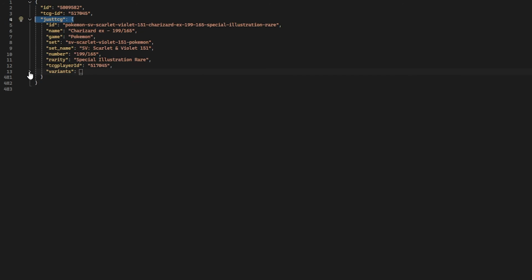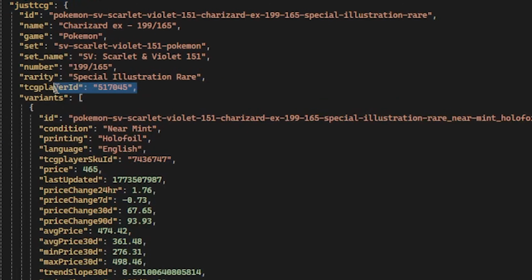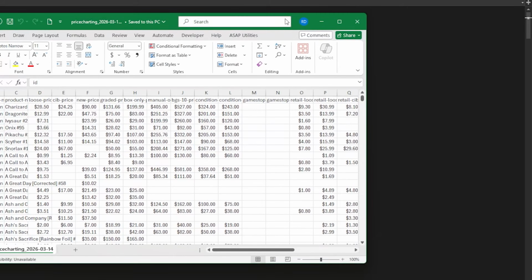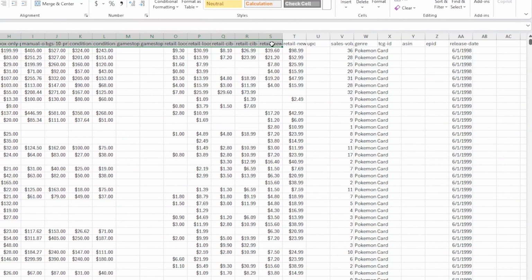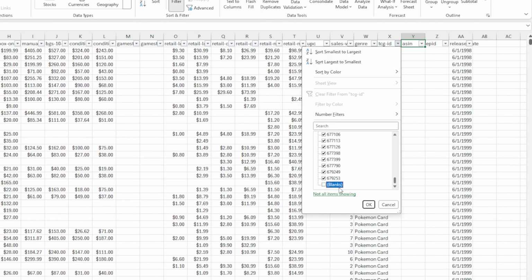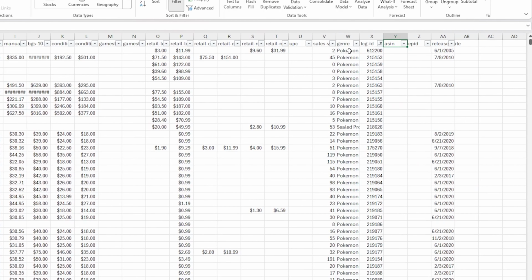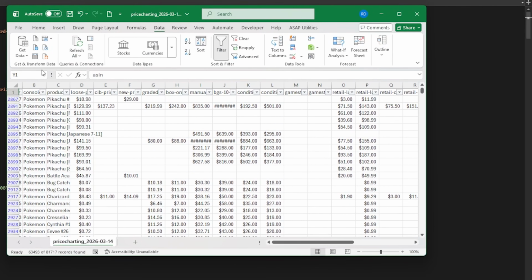They don't have any other marketplace IDs, but they do have TCG Player IDs. Guess what PriceCharting has? They don't have anything else in their data, but they do have a TCG ID for all their products. So the TCG Player ID is really the backbone for a lot of these tools.